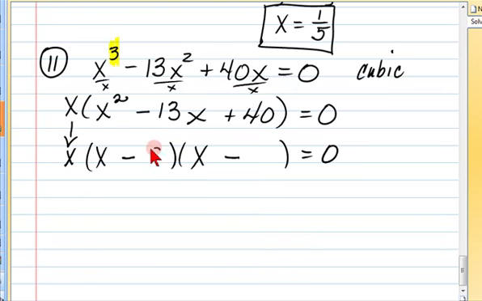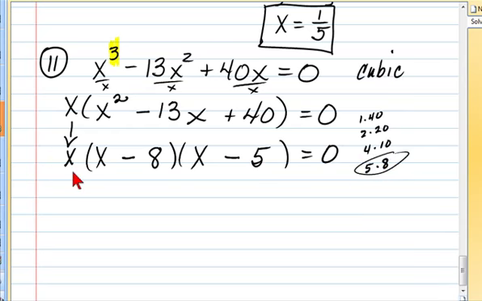8 and 5. Now, it might have been necessary for you to say, let me think. 1 and 40, nope, that doesn't do it. 2 and 20, that doesn't do it. 3 doesn't go in there. 4 and 10, that doesn't do it. 5 and 8, finally. So if it is helpful for you to write down those factors, then do it.